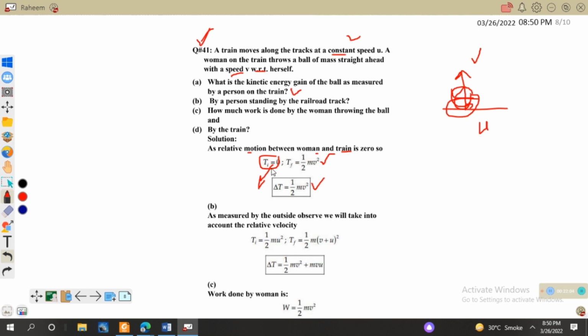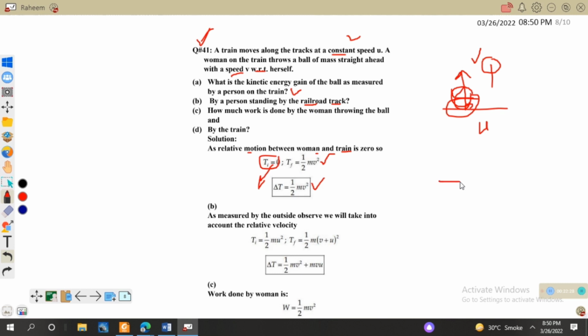So in this case the relative velocity was 0, so T initial was 0, and for the final velocity, as the ball leaves the hand of the woman, the relative velocity between the woman and the ball is v. So we have to put v. T final is equal to 1/2 m v squared. So the difference will be delta T equals 1/2 m v squared. And then as measured by a person standing by the railroad track.